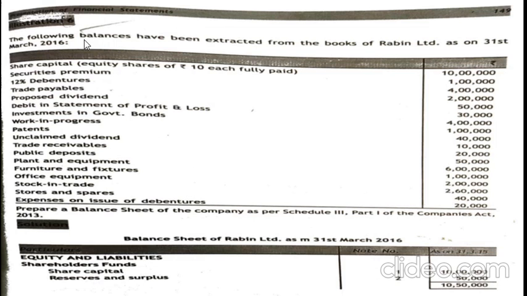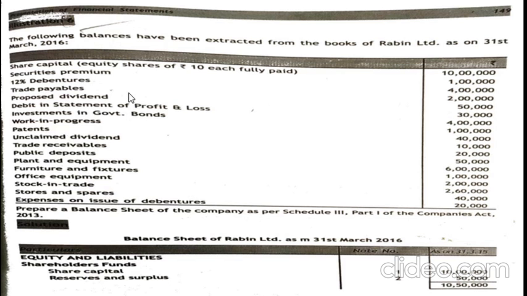Next problem is illustration 6. The following balances have been extracted from the books of Rapid Limited as on 31st March 2016. So they've given particulars: share capital, equity share of ₹10 each, fully paid, 10 lakh, securities premium, 12% debentures, trade payables, proposed dividend, debit in statement of profit and loss, investments in government securities, work in progress, patents, unclaimed dividend, trade receivables, public deposits, plant and equipment, furniture and fixtures, office equipment, stock in trade, stores and spares, expenses on issue of debentures. They have asked us to prepare a balance sheet of the company as per Schedule 3, Part 1 of the Companies Act 2013.